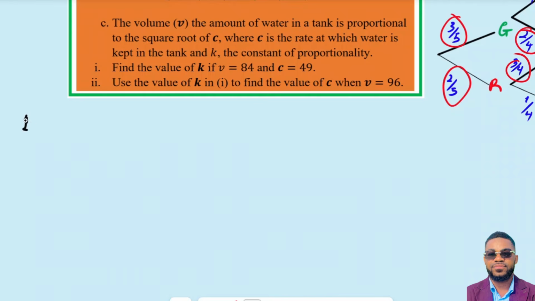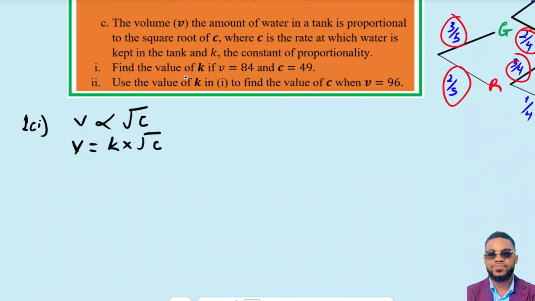So first of all, that's going to be question 1C, I. So we are saying that the volume V is proportional to the square root of C. This is the symbol for proportionality. So V is proportional to the square root of C. Now, we have to change this symbol for proportionality to an equal sign. So we are going to get V equal to, and the moment you change this to an equal sign, we have to introduce the constant K, which is the constant of proportionality. So that's going to be K multiplying the root of C. So this is how we can get our relation.